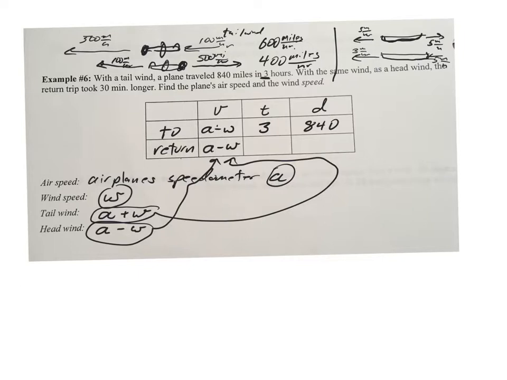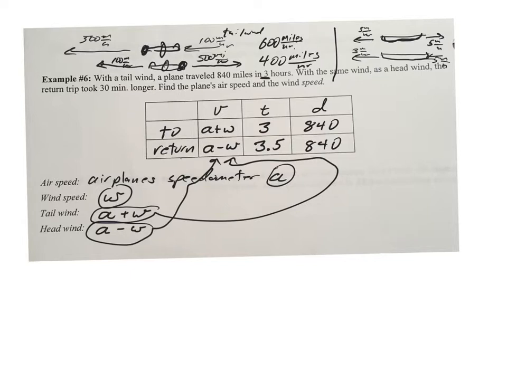If you could just make this a plus, because clearly the wind speed was going with the airplane on the first leg of the trip, and then it's going the opposite direction on the return. And it says 30 minutes longer. How much is 30 minutes in hours? It's half an hour. So with the wind going against it, it took half an hour longer. Instead of 30 minutes, I'm going to write 3.5. That's the same as 3 hours and 30 more minutes. Again, the distance is still 840.